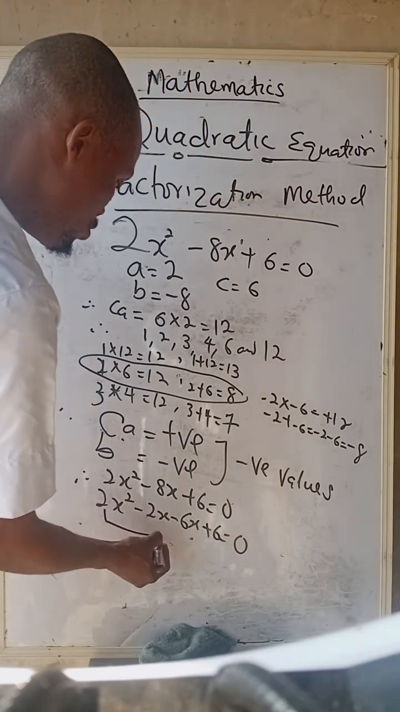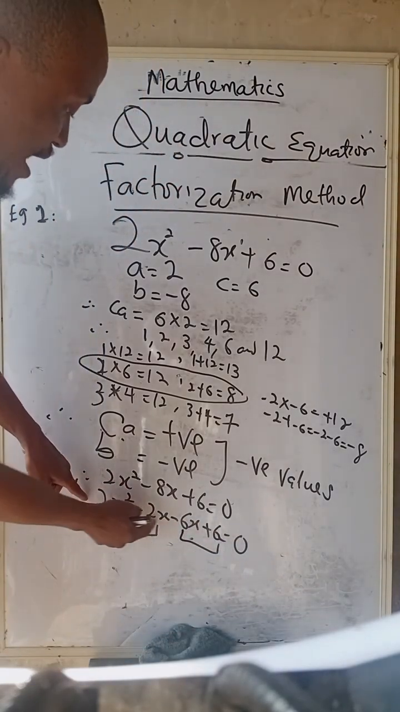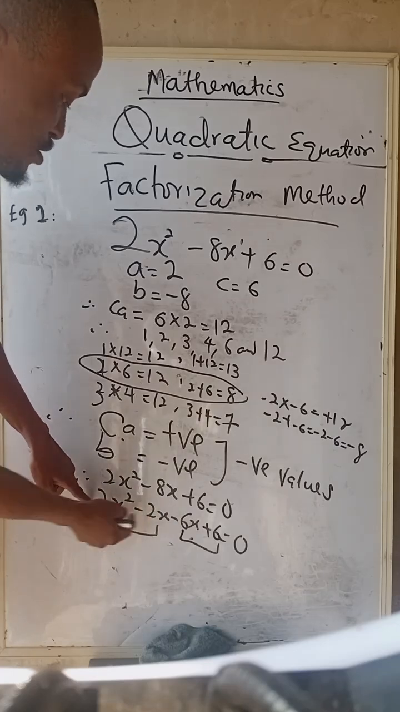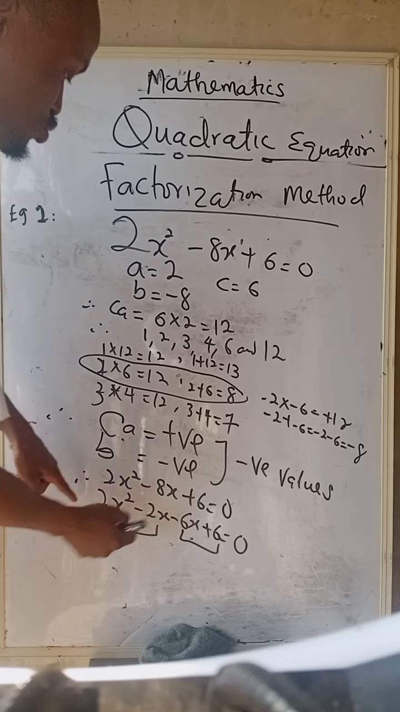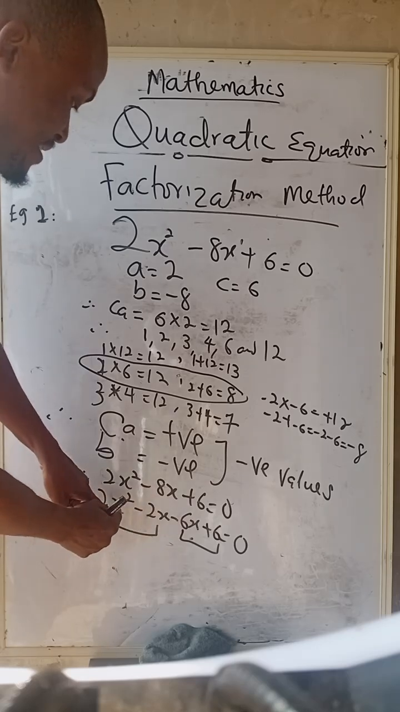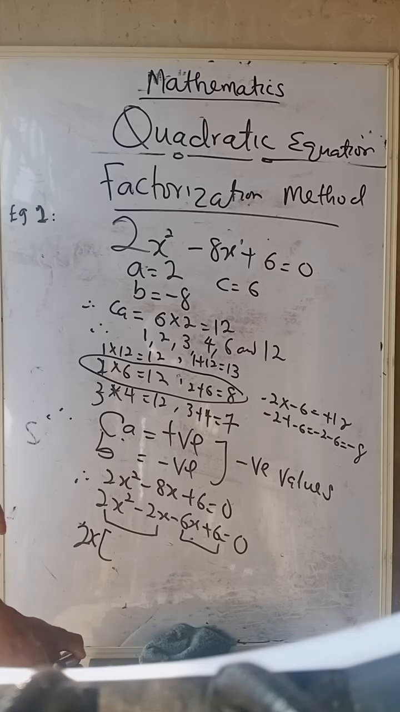Now, like we know, we are going to pick the first two. Look at these two first terms. What do they have in common? Take the number first, they have 2 in common. There is 2 here, there is 2 here. Go to the alphabet again. There is x here, there is x here. Bring out the 2x. Now, open the bracket.